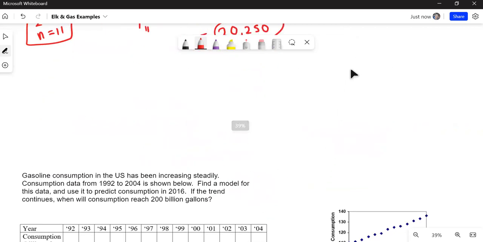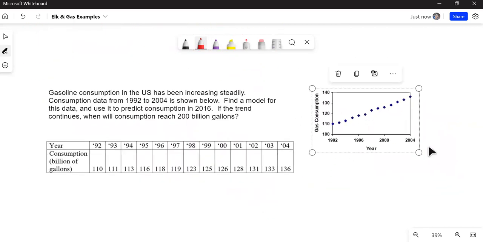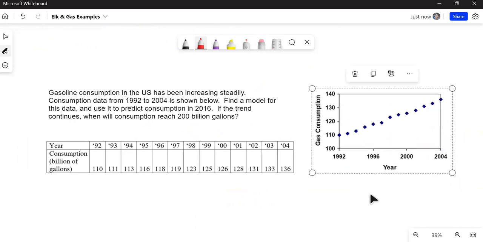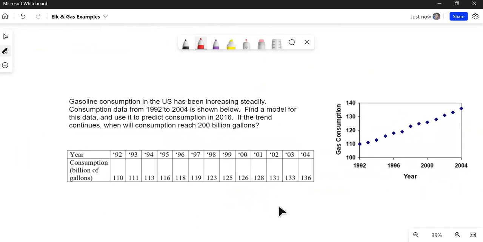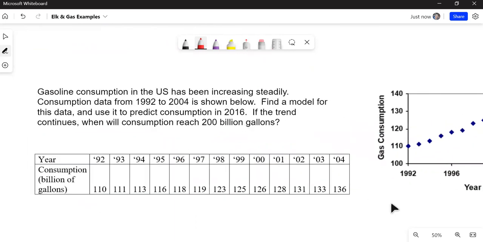Let's take a look at the second example, the gasoline example. I have a graph that I brought in from the module, but we're going to see how to develop our own in just a second. So this one says gasoline consumption in the U.S. has been increasing steadily. Gasoline consumption data from 1992 to 2004 is shown below. Find a model for this data and use it to predict consumption in 2016.